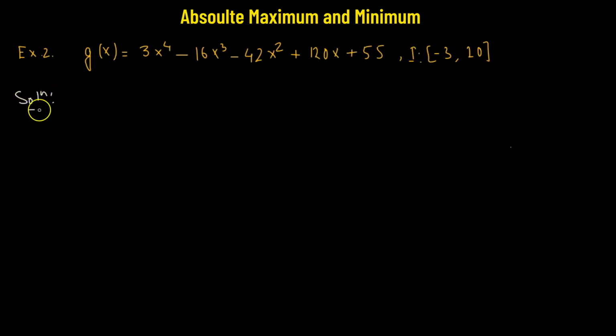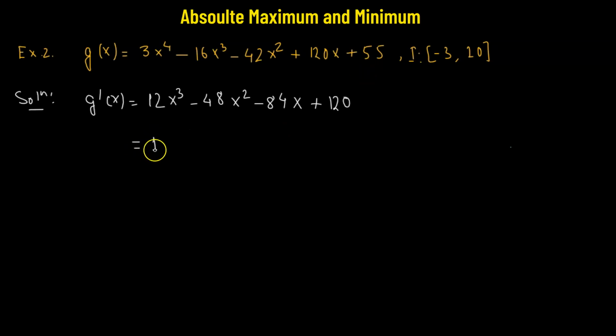So we'll begin by first finding the derivative of this function. The derivative of 3x raised to the power of 4 will be 12x cubed, minus the derivative of 16x cubed, which is 48x squared, minus the derivative of 42x squared, which is 84x, plus the derivative of 120x, which is 120. Then plus 55, which is a constant, so its derivative will be 0.